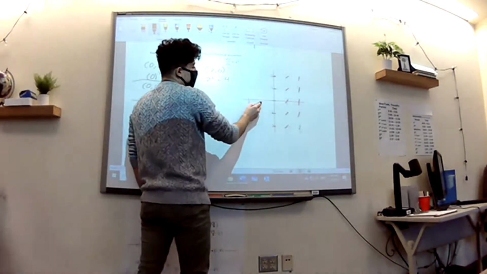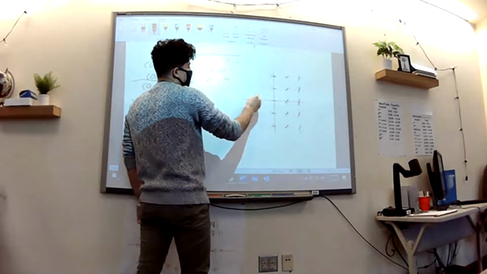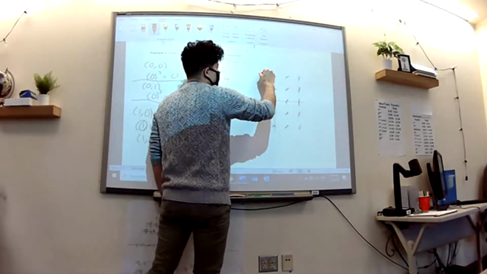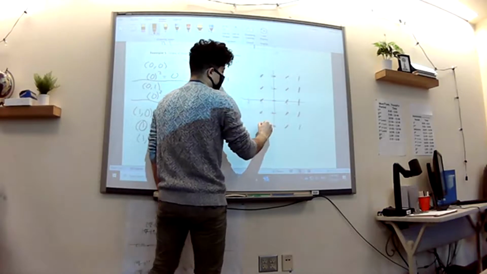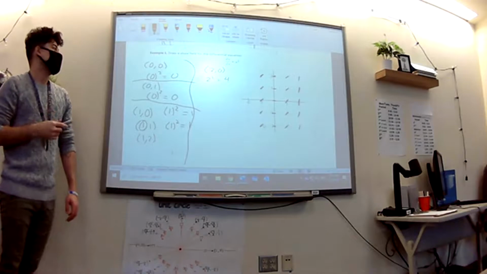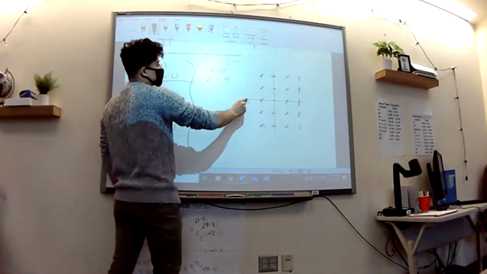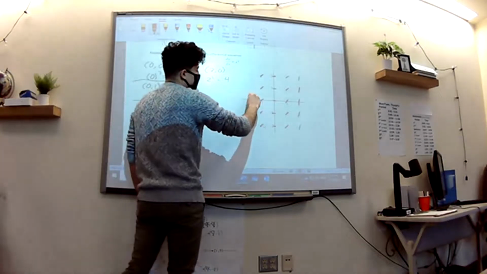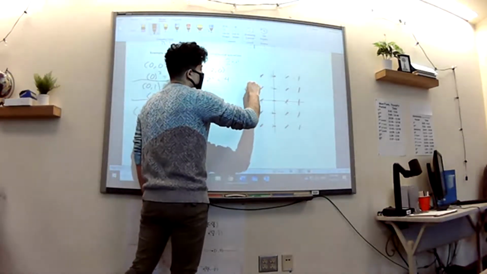At all of these points, my y-coordinate is -1. -1 squared is 1, so little slice of a line with a slope of 1, slope of 1, slope of 1, slope of 1, slope of 1. All right, and then same thing at -2. -2 squared is 4, so a slope of 4 would be pretty steep.